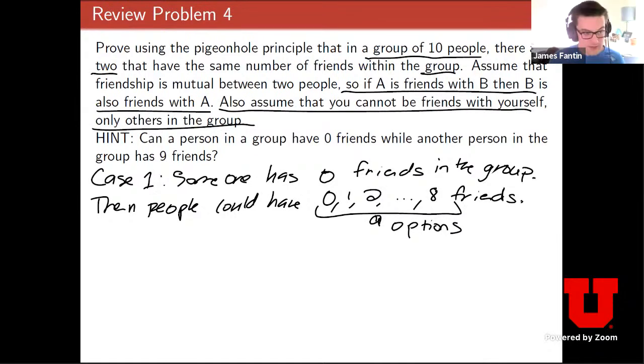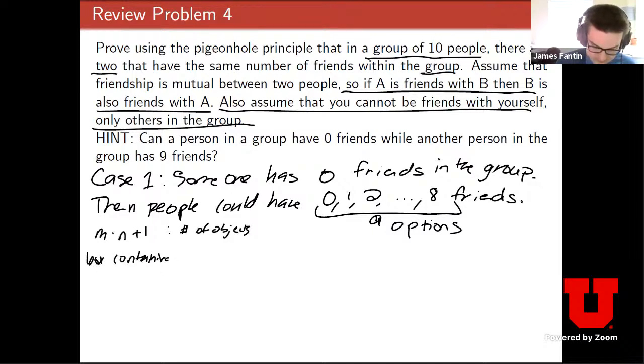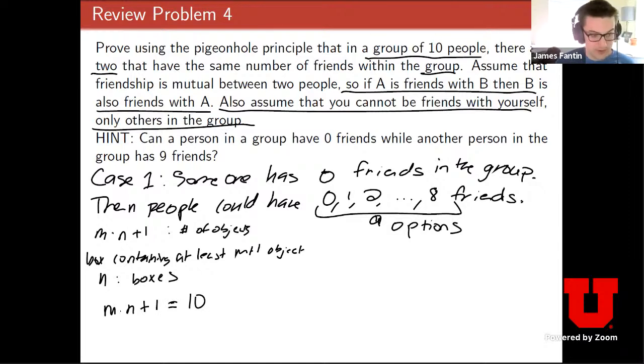And we can even go through just a little bit more in depth about how could we figure this out? Well, we know that we have, right, m for the pigeonhole, we have these general equations. We have m times n plus 1 is the number of objects. We have one box containing at least m plus 1 objects. And then we have n boxes. Right, so for this problem, if we're thinking about objects as people, then we know that m times n plus 1 is equal to 10. We have 10 total people that we want to put into these boxes.